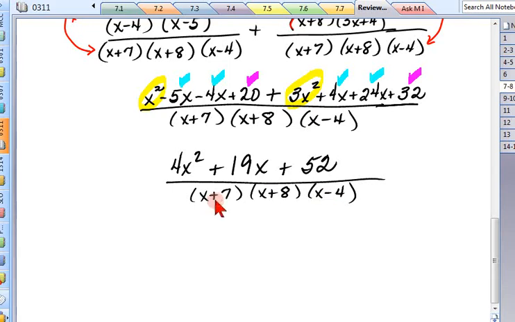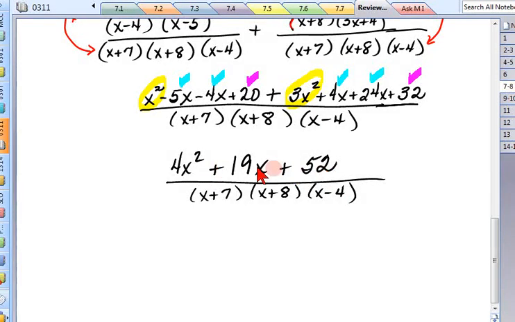Can you get an x plus 7? Well, does 7 go into 52? No, you can't get an x plus 7. Does 8 go into 52? No, so you can't get an x plus 8. 4 does go into 52, so I'm thinking, oh, what if x minus 4 is a factor?